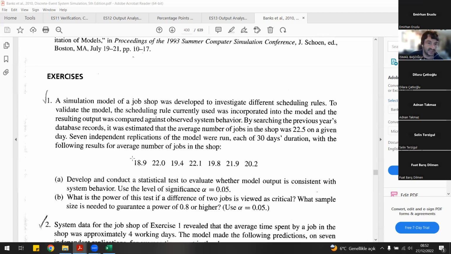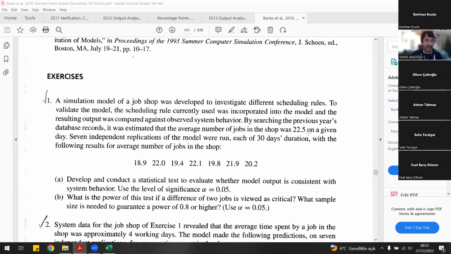Therefore, if this is really a valid model, then the outputs here, the daily number of jobs in the simulation model, these outputs for 7 independent replications should be consistent with this 22.5, it says. Now, when we look at it, simply we can see that none of these values are greater than 22.5. Okay, all of them are less.